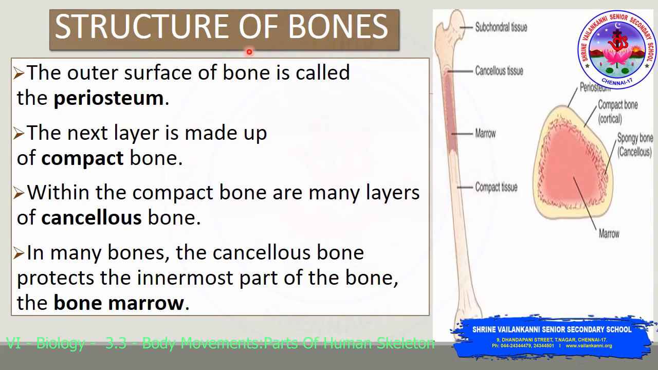Now we will be studying the structure of bones. The outer surface of the bone is called the periosteum. The next layer of the bone is known as the compact bone. Within the compact bone, there are several layers of bone called the cancellous bone. In many bones, the cancellous bone protects the innermost part of the bone, which is the bone marrow. You can see the different layers of the bone in this picture.